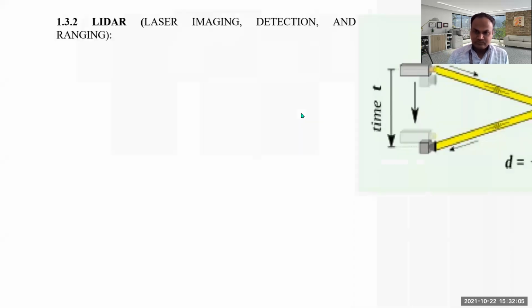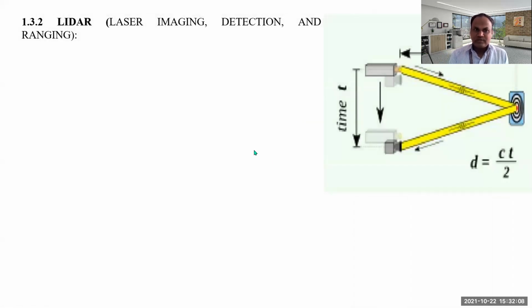Good afternoon and welcome to this lecture on mechatronics, in which we are going to see this new syllabus included in this semester. The first part is they have included some new sensors, in which first will be LIDAR.